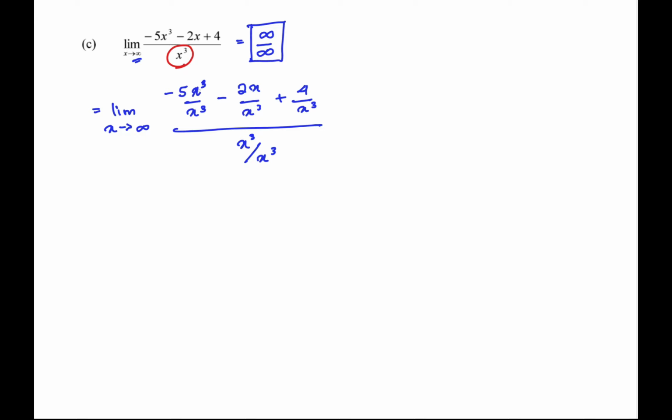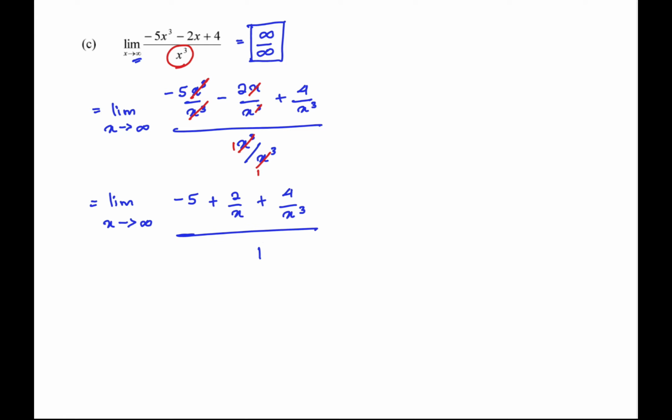So when we simplify this one, we can get negative 5 only. So here 2 over x and then 4 over x cubed. And at your denominator part, you can get 1 over 1 equal to 1. So after we simplify that, we can get limit x approaches infinity of negative 5 plus 2 over x plus 4 over x cubed, divided by 1.